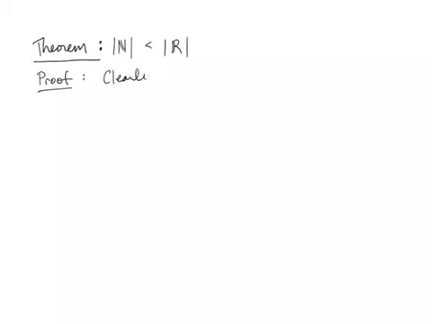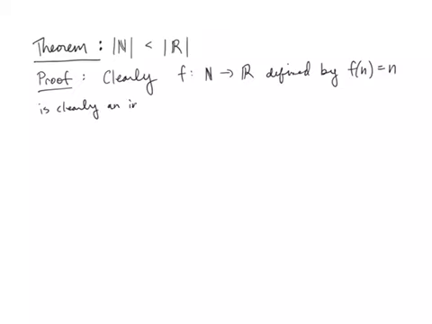So clearly there's an injection. If we define f from the naturals to the reals by f of n equals n, right? You think about your input n as a natural number, but natural numbers sit inside the real numbers. So that's clearly an injection. You don't have two different natural numbers going to the same number by this map. It's just like the identity map on the natural numbers. Okay, so there is an injection.